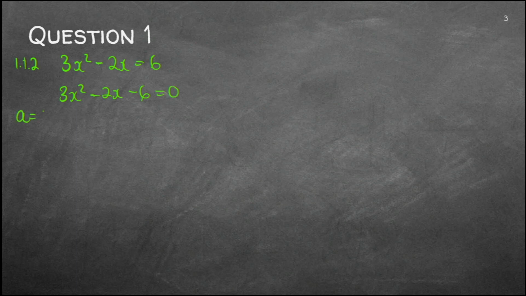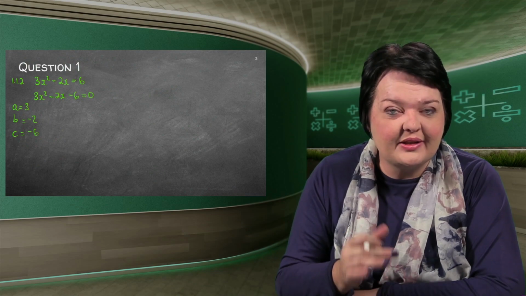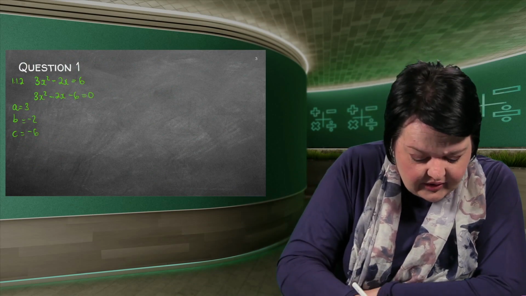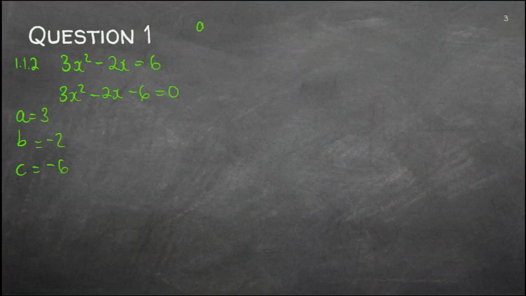This means that a would be equal to 3, b would be equal to negative 2, and c would be equal to negative 6. So it's ideal to make sure your signs are correct and first write down your a, your b, and c as it's written in your equation. Always make sure of the correct order, meaning ax squared plus bx plus c. So it must be in descending order of x.